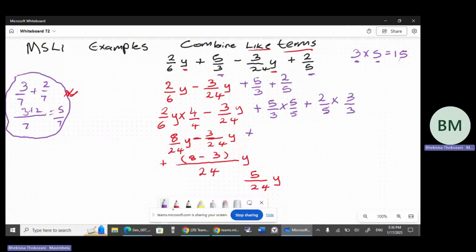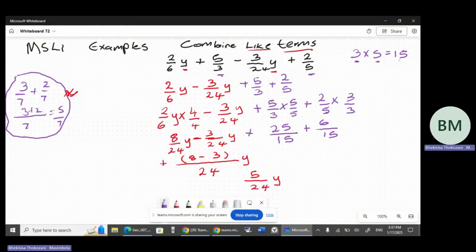What is 5 times 5? The answer is 25. Over, what is 3 times 5? What is your answer? Yeah, that's correct. You are right. It's 15. Plus, what is 2 times 3? You know that it's 6, right? You are correct. Over, what is 5 times 3? Yes, it is 15.